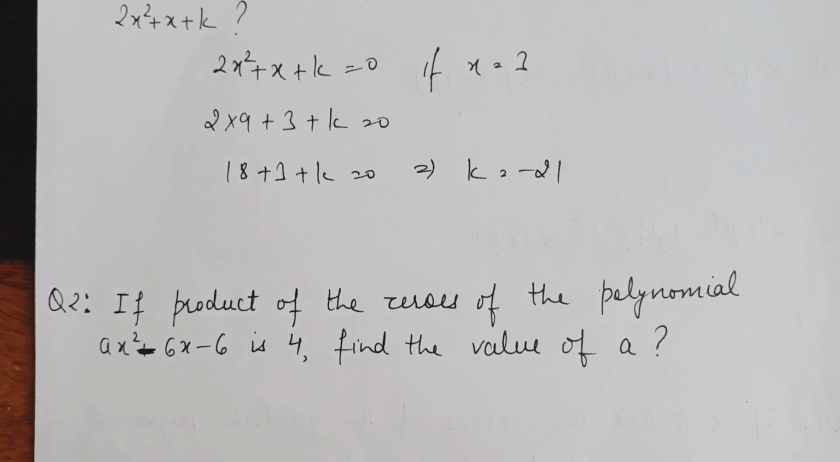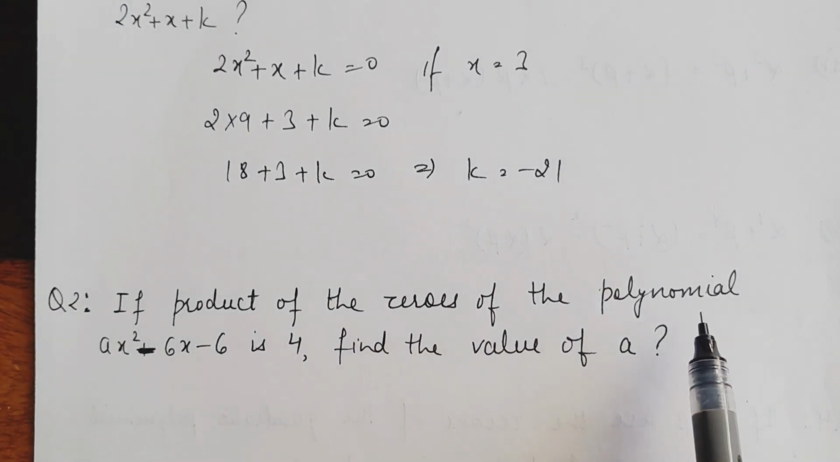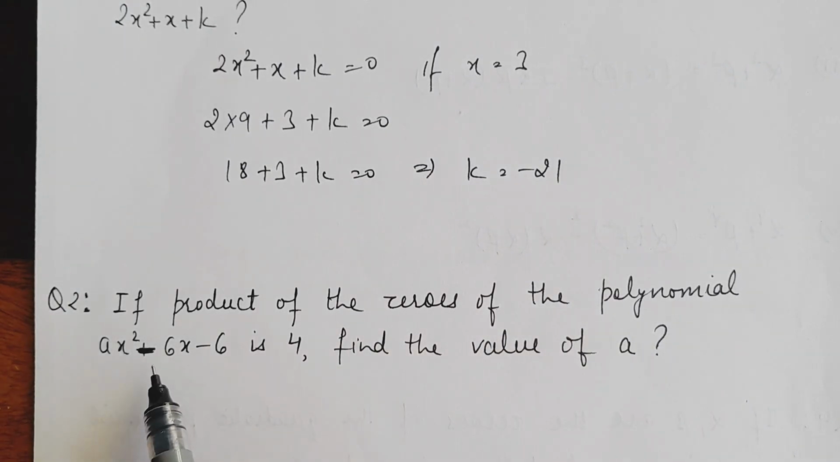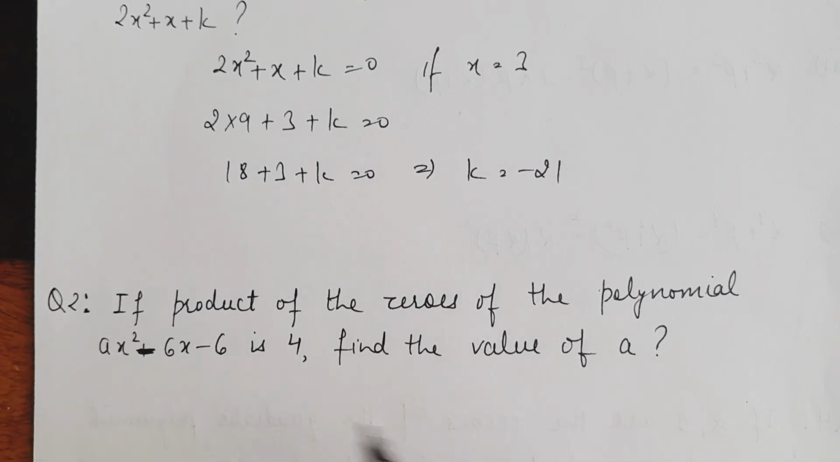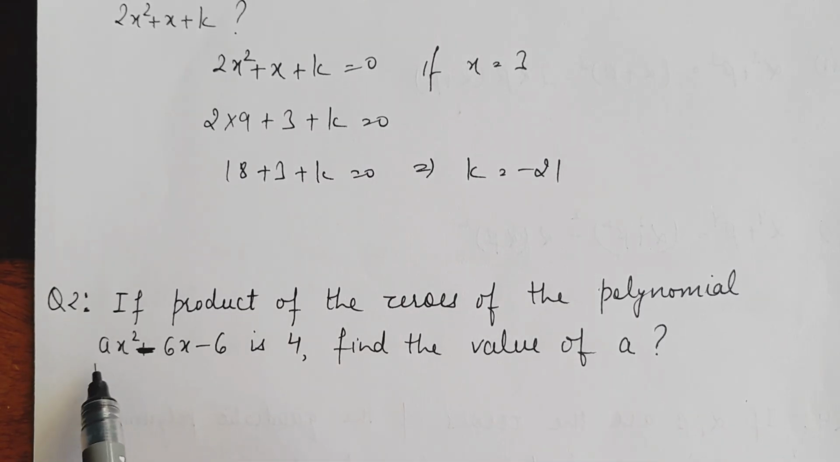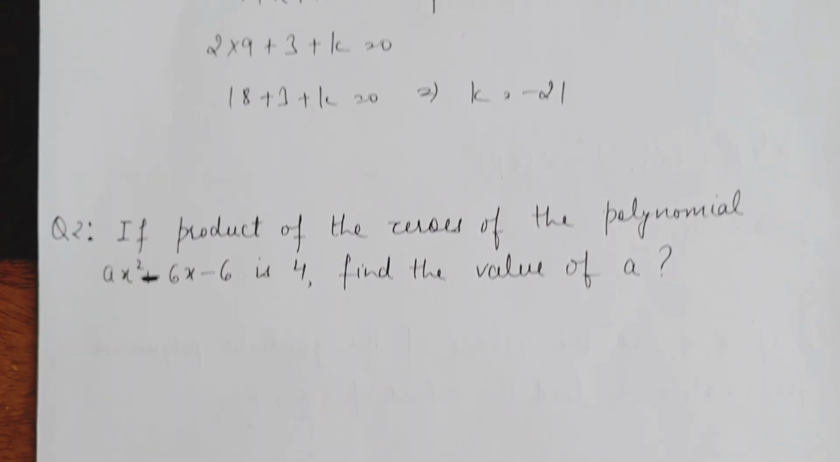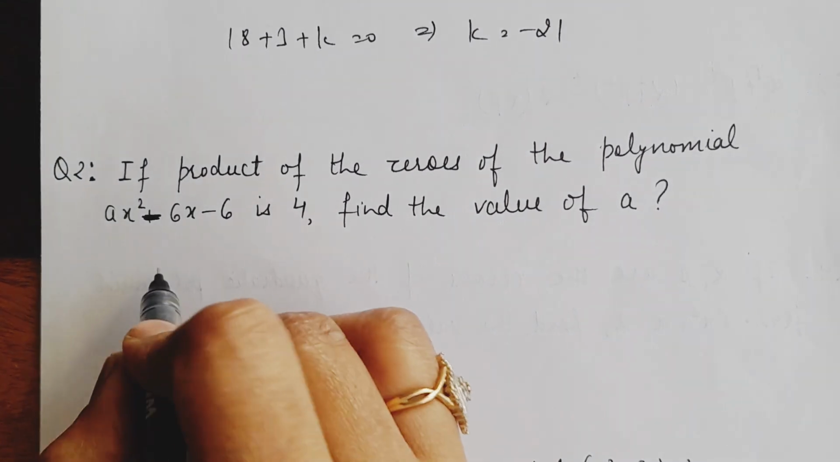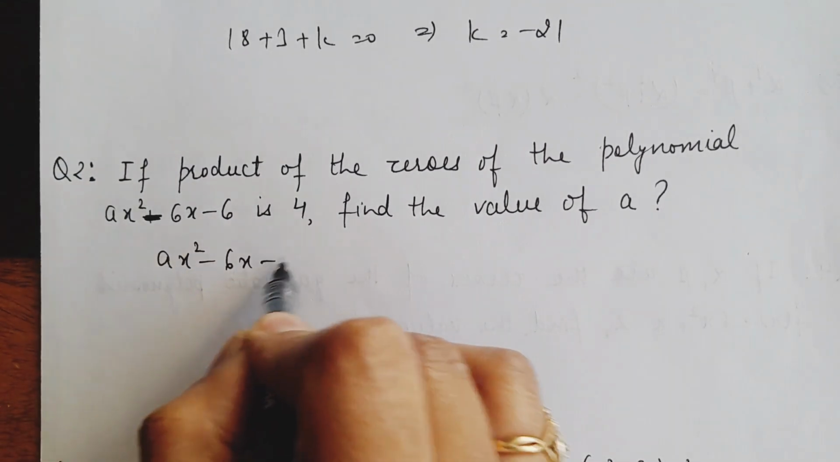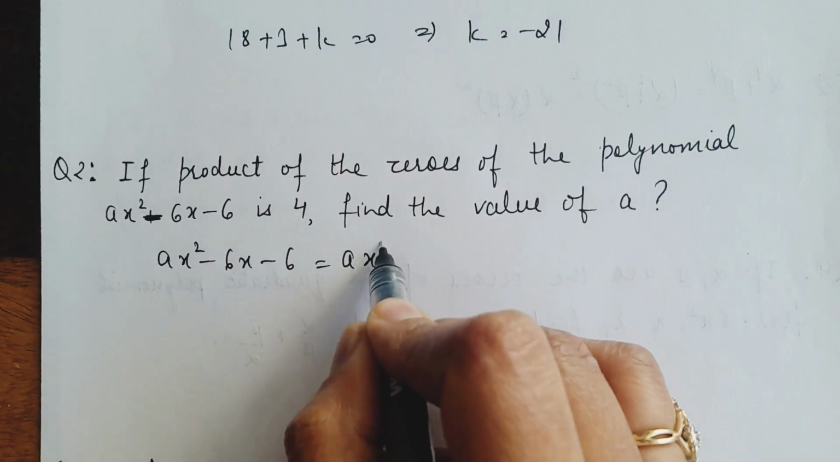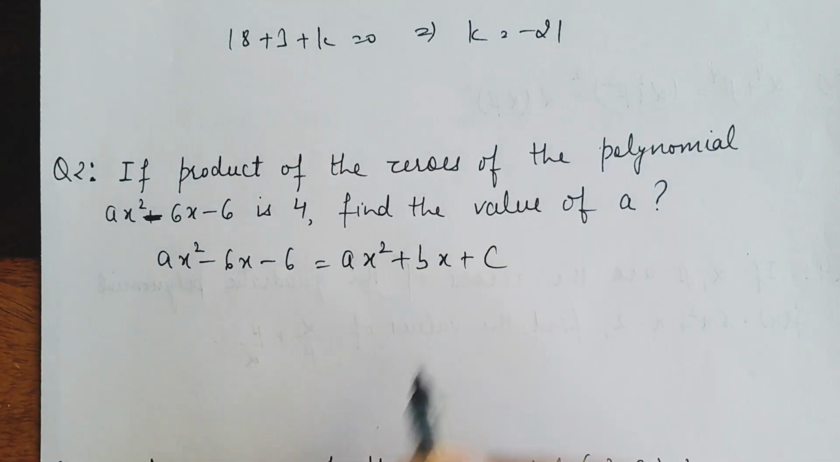See the question 2. If the product of the zeros of the polynomial ax square minus 6x minus 6 is 4, find the value of a. We are given the product of the zeros of the polynomial, and product of the zeros is 4. We have to find the value of a. You can see that here a is given as the coefficient of x square. First we will compare this polynomial with the general polynomial. This is the given polynomial and the general quadratic polynomial is ax square plus bx plus c.